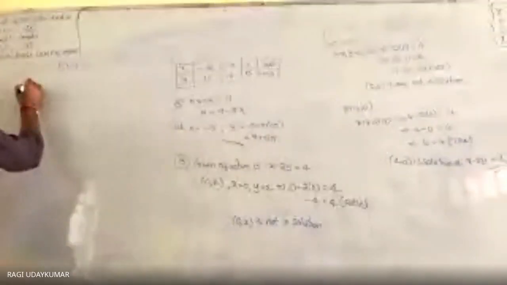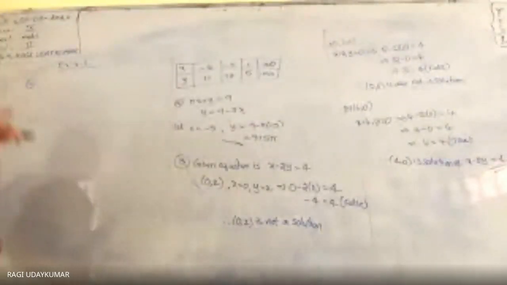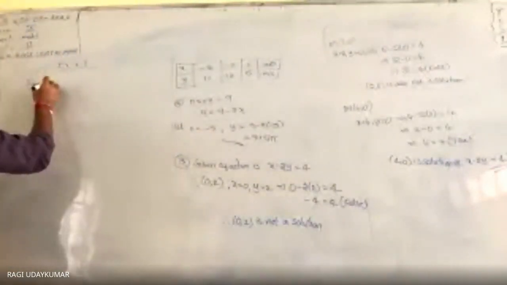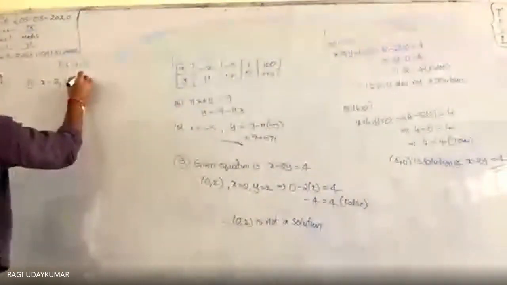Okay. So now here if you see the fourth problem, find the value of k. x equal to 2, y is equal to 1.